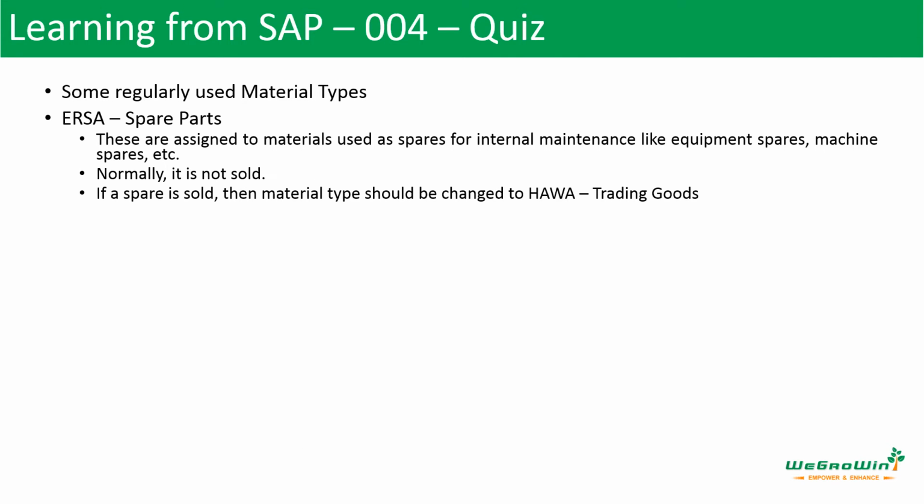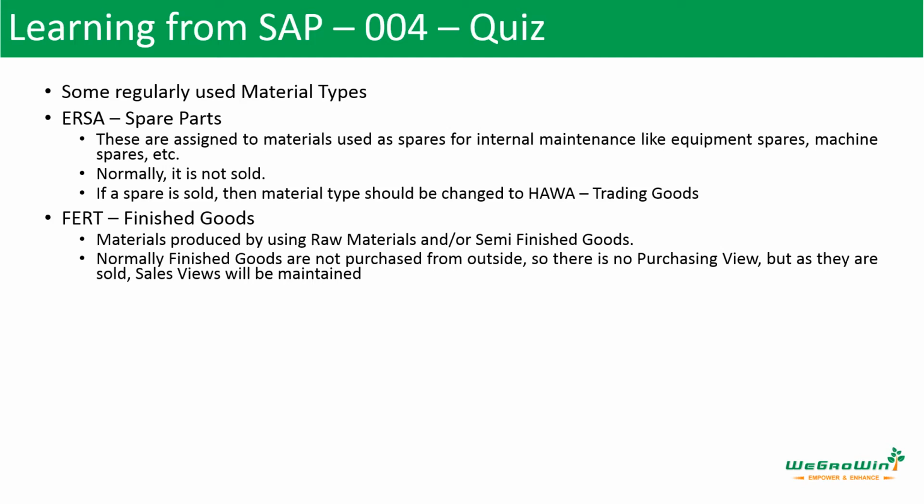Some regularly used material types are ERSA, spare parts. These are assigned to materials used as spares for internal maintenance. Normally they are not sold, so the sales view is not required for these items. If the spare is sold, then material type HAWA, trading goods, can be used.